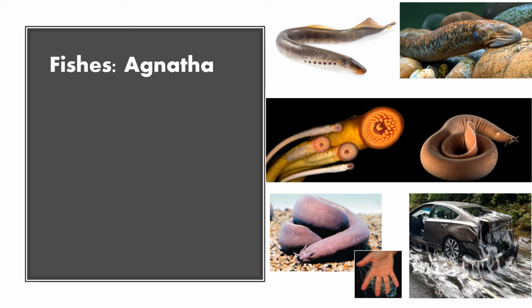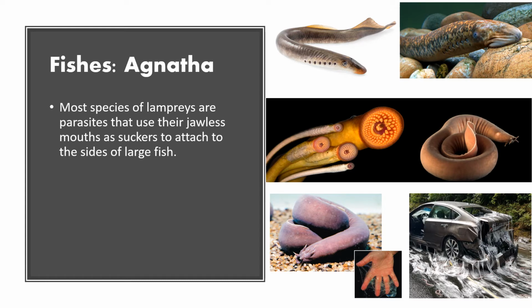Now the living examples of the jawless fish are going to be in a group called Agnatha. And Agnatha is going to include 2 different groups, the lampreys and the hagfish. Lampreys are going to be jawless fish that are mostly parasites, so they will actually use their mouth as a sucker. They'll attach on to the side of a fish and will basically be like a leech, if you know what a leech is. They're going to stick on there and suck the blood of some organism.